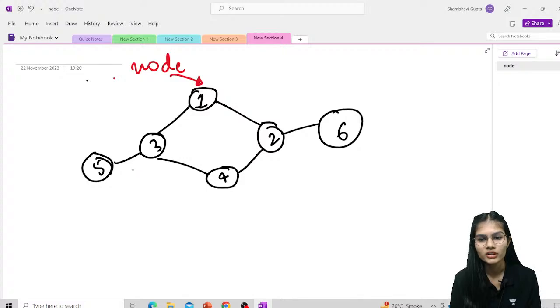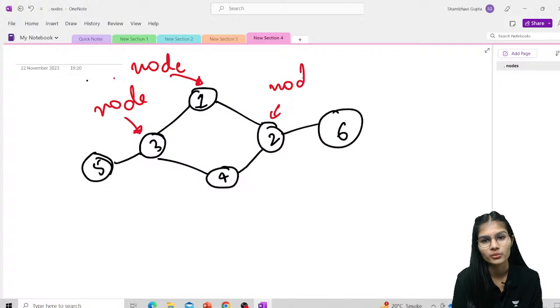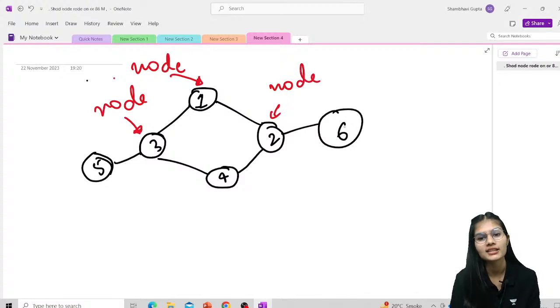If I talk about 3, 3 is also a node because 3 also has a branch, which is 5. If I talk about 2, 2 is also a node for me because it again has its sub-branch. Whatever places, whatever numbers have their own sub-branches, those are known as nodes. Whenever you see that something is referring to some other branch, very blindly it is a node.